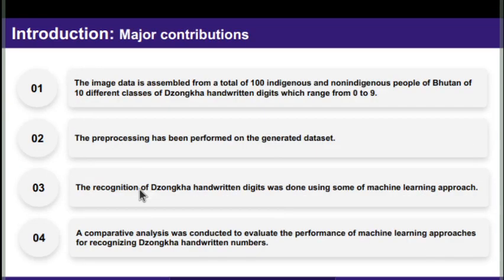Our contributions are the image data which we assembled from a total of 100 people of Bhutan, of 10 different classes, that is the digits ranging from 0 to 9. Then pre-processing was performed on the generated dataset. After that, the recognition of Dzongkha handwritten digits was done using some machine learning approaches. Finally, a comparative analysis was conducted to evaluate the performance of the machine learning approaches for recognizing Dzongkha handwritten numbers.